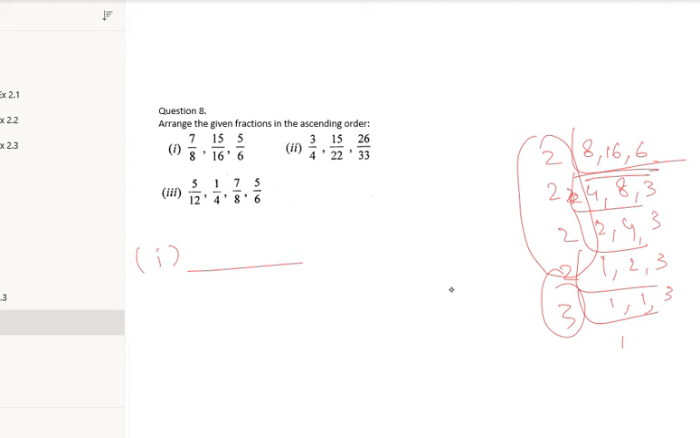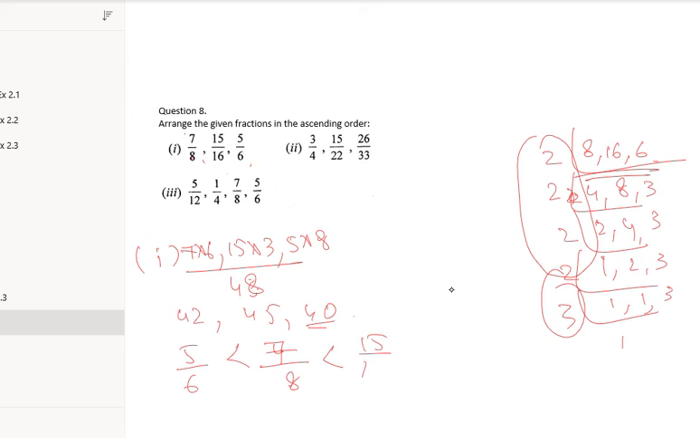So doing the first part, 48 is the LCM, 6 sevens are 42, then 3 15s are, because 16 threes are 48, so 15 into 3, then 8 fives are, so 5 into 8. So this is 42, 45 and 40. Ascending order, smallest to biggest. So 5 by 6 is the smallest corresponding to this number 40. Then we have the first term, that is 7 by 8, and then we have 15 by 16.